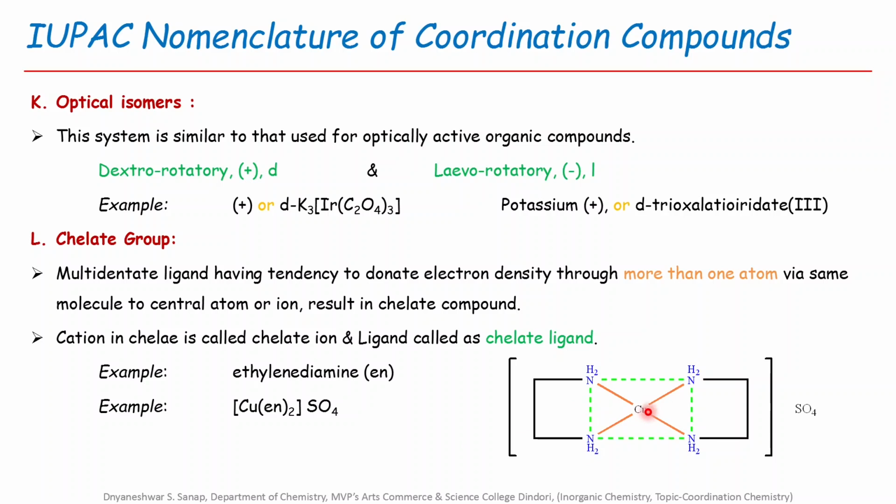In this case, basically the copper metal ion forms 4 coordinate bonds with 2 molecules of ethylene diamine, and that's why the resultant coordination compound is called a chelate. And the name is bis(ethylenediamine) cobalt(II) sulfate. This is all about writing the IUPAC nomenclature for a coordination compound.